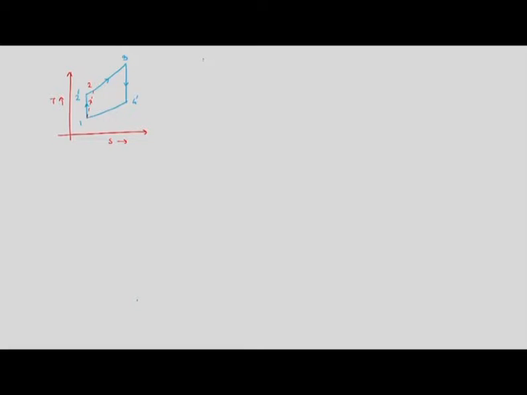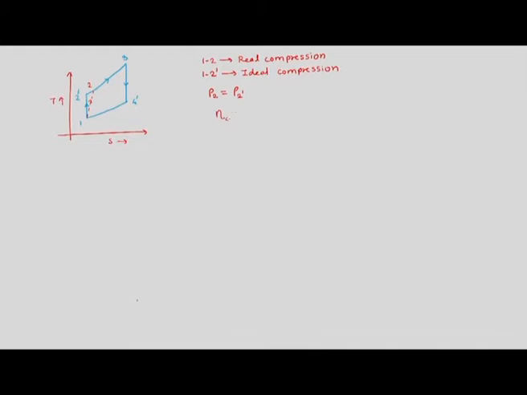As we know, 1 to 2 is the real compression process, and 1 to 2 dash is the ideal compression process. But one point we have to keep in mind is that pressure 2 is equal to pressure 2 dash. We did not land at a different pressure. So the static pressure at 2 is equal to the static pressure at 2 dash. This is what we have achieved while still having a non-ideal component, the compressor. When we say the compressor is ideal, we mean its efficiency is 100%.